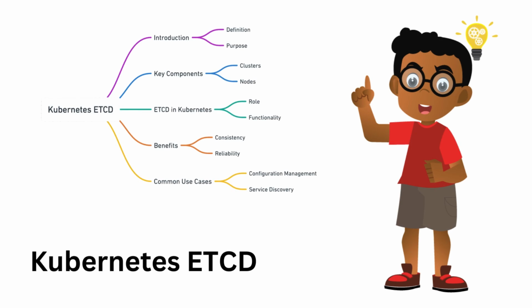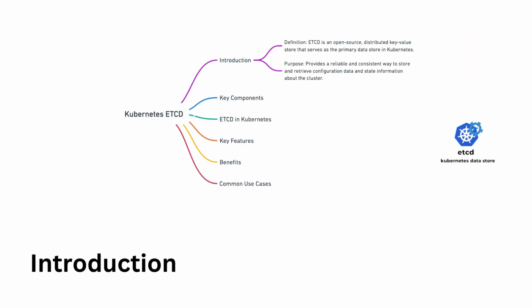Welcome back. In this video, we'll understand Kubernetes master component etcd. etcd is an open source distributed key value store that serves as the primary data store in Kubernetes. It provides a reliable and consistent way to store and retrieve configuration data and state information about the cluster.